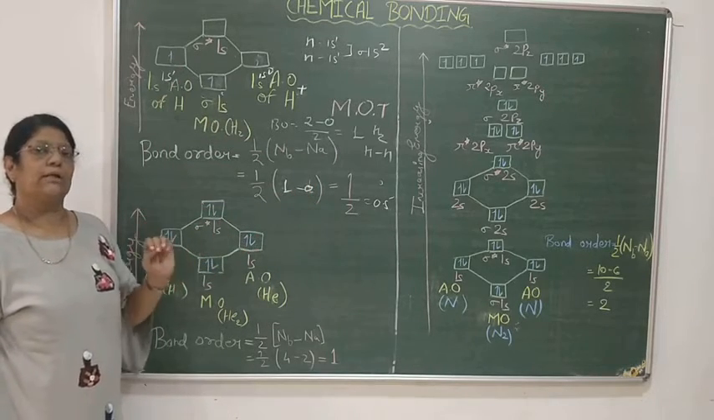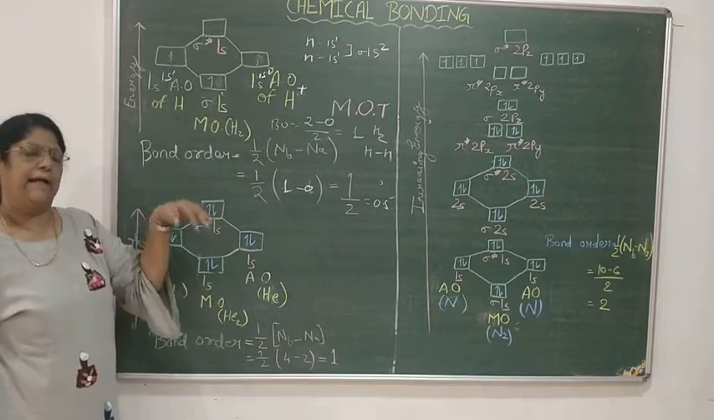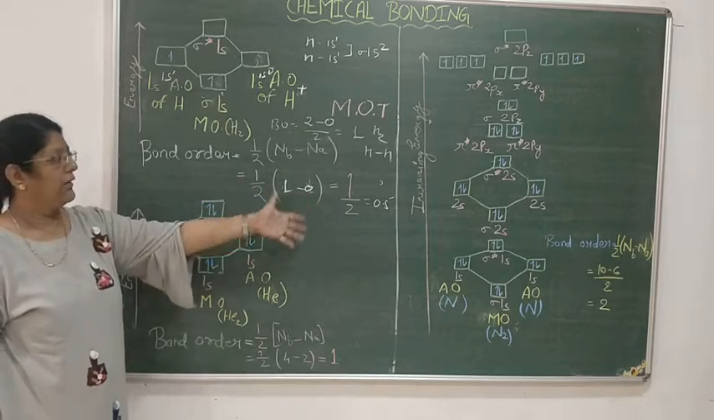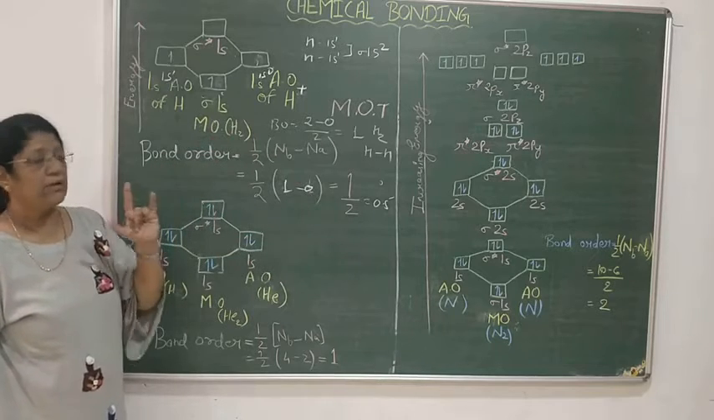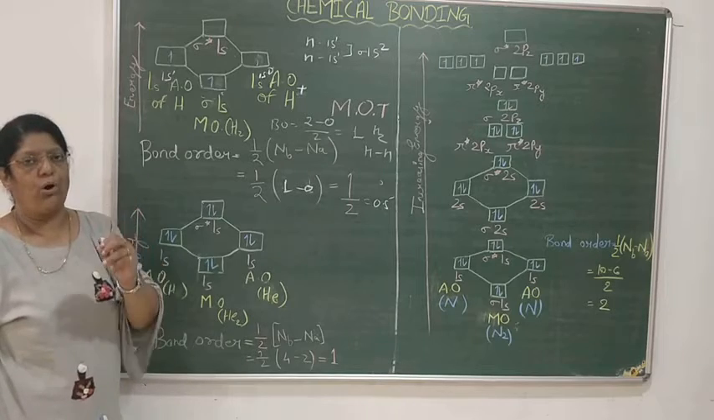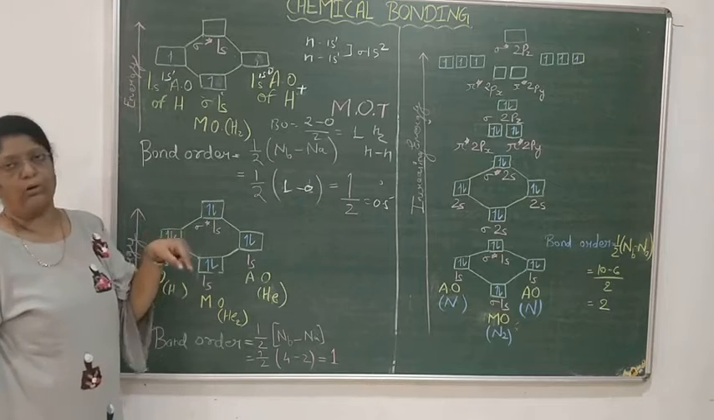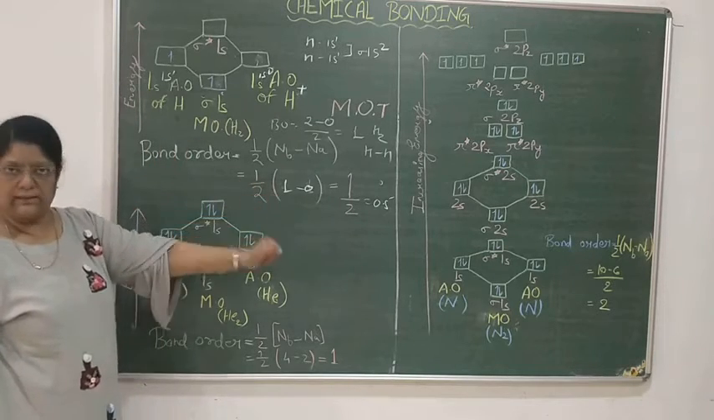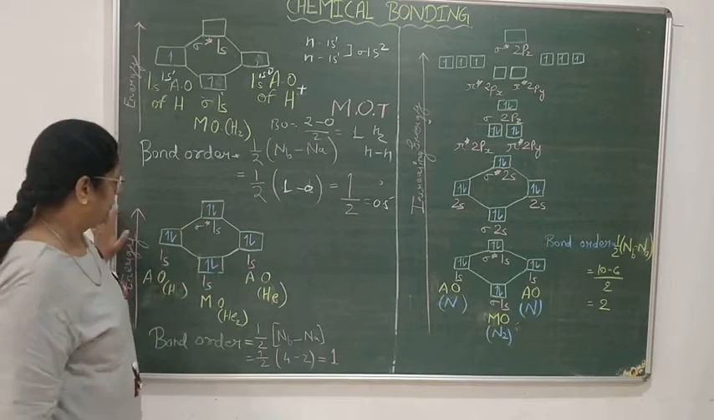Whenever the bond order comes as a whole number, in that condition the molecule is stable. But whenever it comes as a decimal or negative, in that condition the molecule is unstable. And whenever the bond order is 0, that molecule does not exist. So if it is a whole number, it is stable. If it is a decimal, it is unstable. But if it is 0, then there is no existence of that particular molecule.